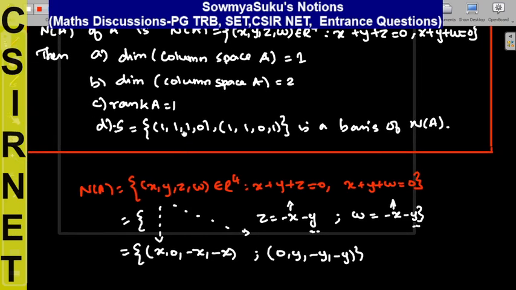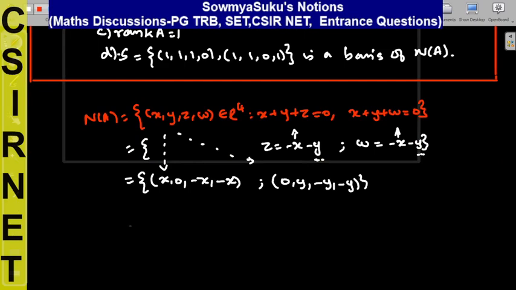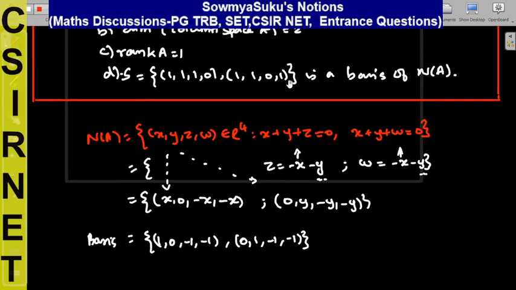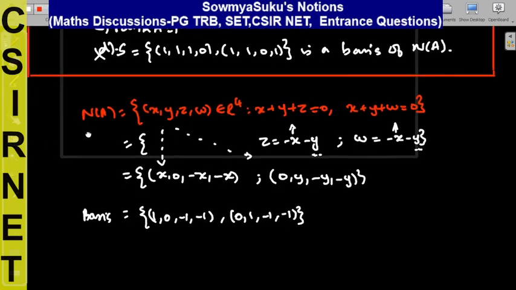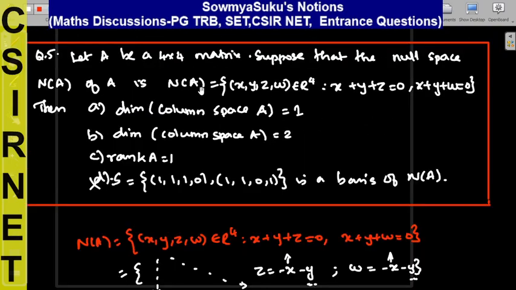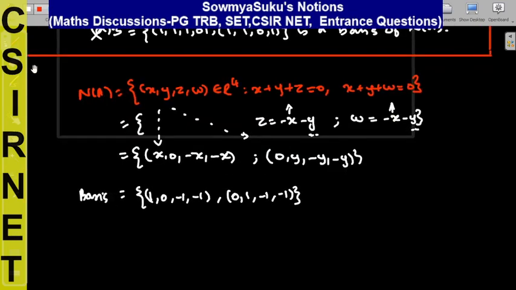So the basis spanned by this is equal to (1, 0, minus 1, minus 1) and then (0, 1, minus 1, minus 1). So option D is not a basis here. See here, this is not a basis, so option D is wrong. Let's check, N(A) is given in the question. It is a null space. So what about the dimension of the null space? Dimension of null space N(A) is equal to 2.